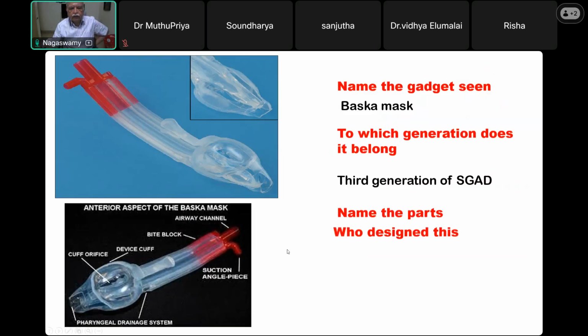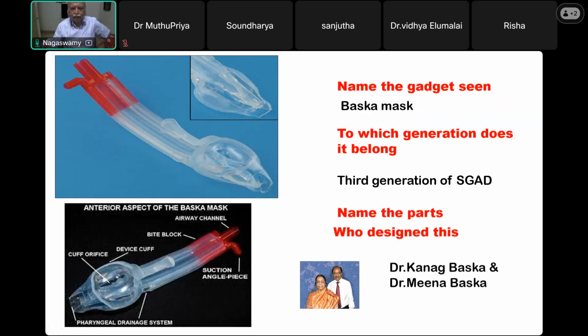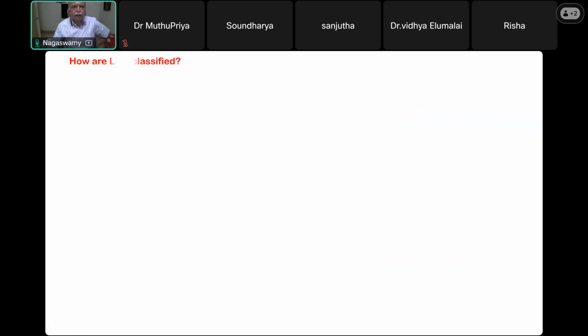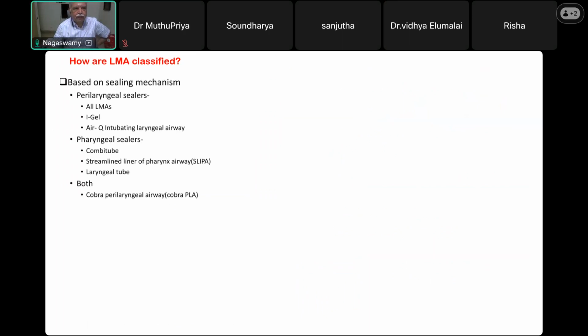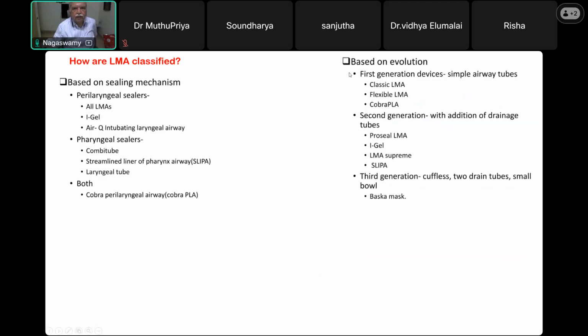Who designed this? Dr. Kanak Baska and his wife, Dr. Meena Baska. These are the people. How are LMAs classified? Based on generation, and based on the sealing pressure and the gastric access. Very good. Based on sealing mechanism, it can be called perilaryngeal sealers, pharyngeal sealers, or both. And based on evolution, it can be called first generation, second generation, and third generation. And the Baska mask comes under third generation.